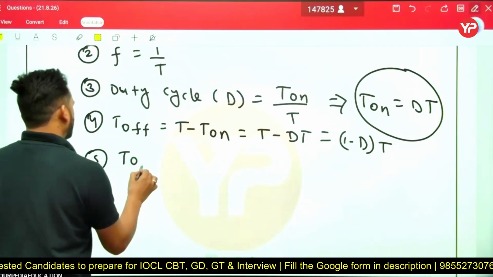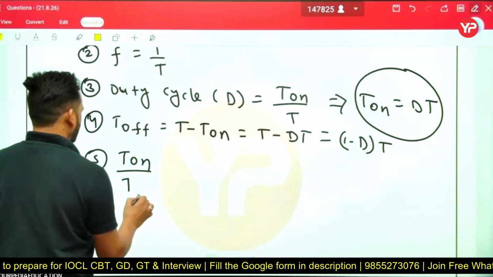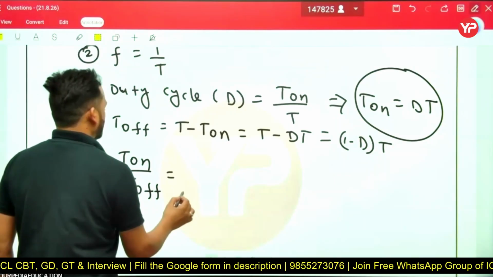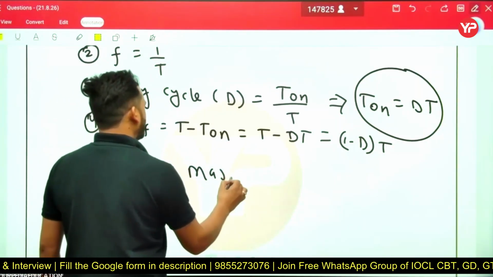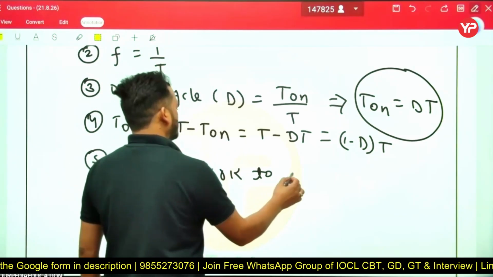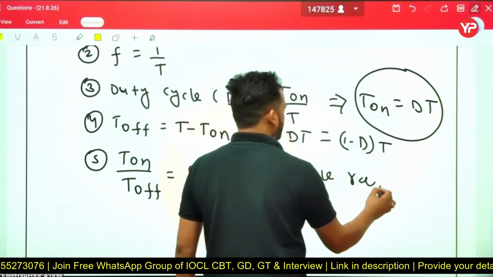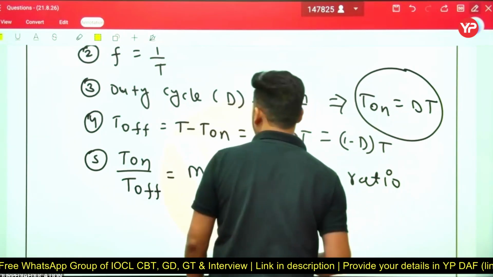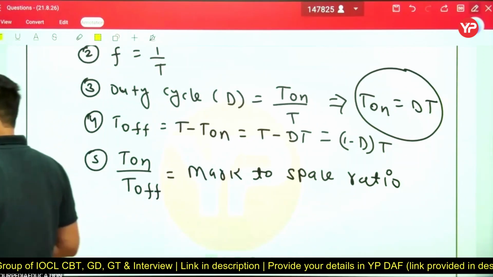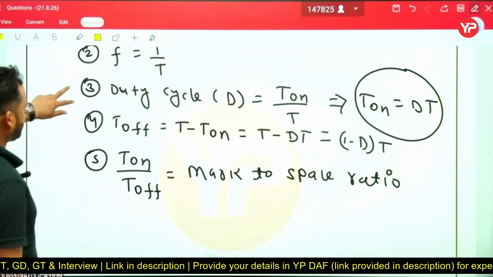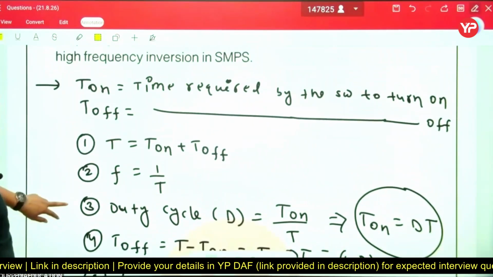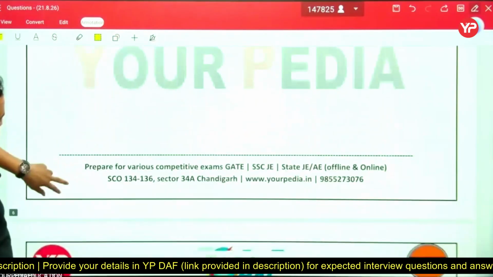Fifth, T on upon T off equals mark to space ratio. Mark to space ratio. Okay, Shreya, these are the important points also. Now, next question.